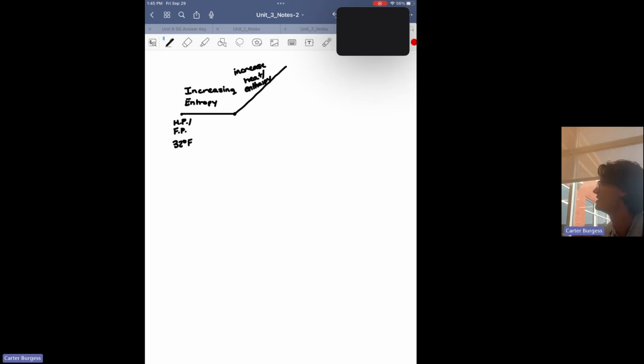All right, how long will that increase go? Well, it will go until the boiling point of this particular substance. What is the boiling point of water? Does anyone know off the top of their heads?